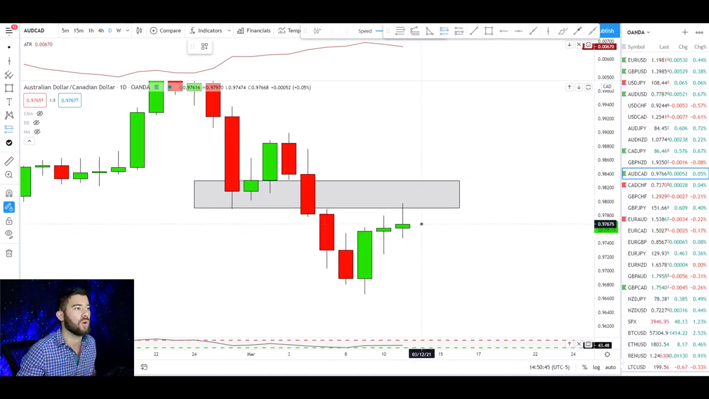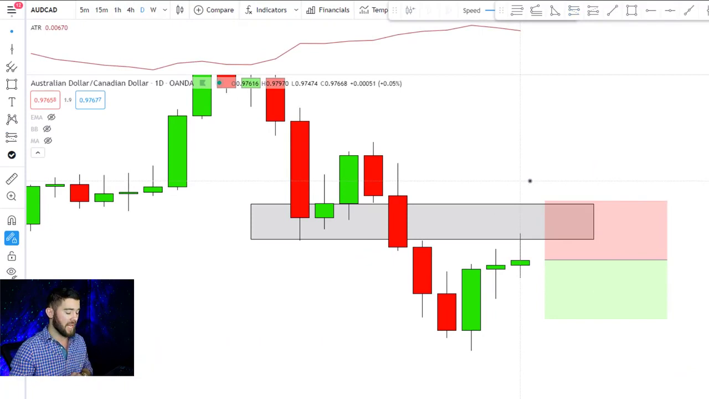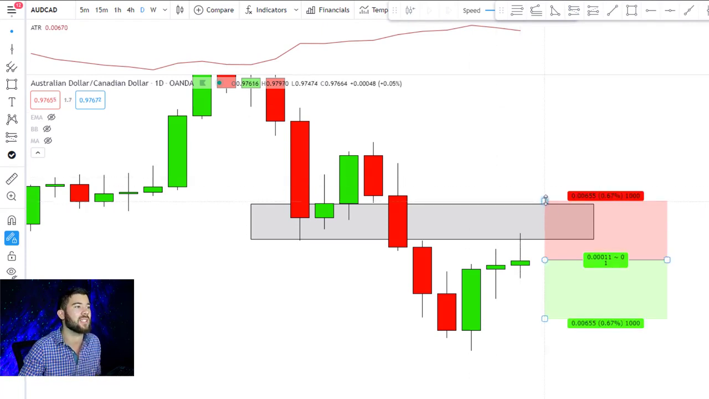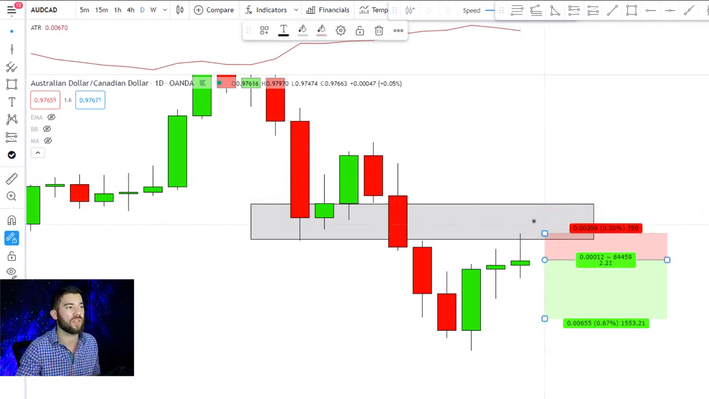Let's go ahead and put a position tool on the chart. Right now, the ATR, if you look in the top left corner of the screen, right up here, is 67 for the Aussie Canada. If the ATR is 67, what I want to do is make sure that I am at least one ATR above the swing high of this current pullback to give the trade breathing room.